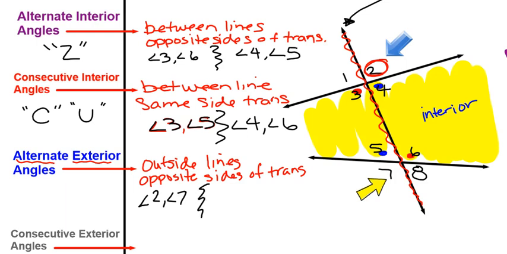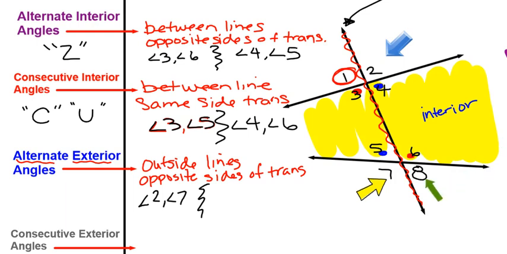What would be my other two alternate exterior angles? So if I call this angle 1 as one of them, how would I name the second angle that is alternate exterior to that?